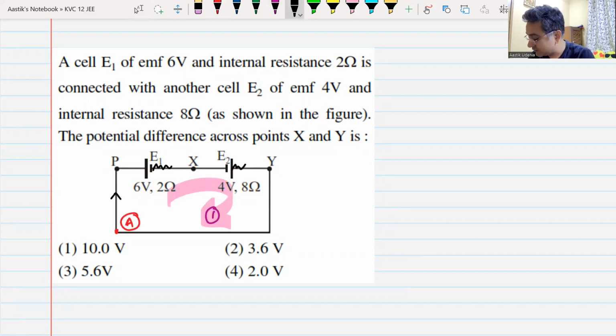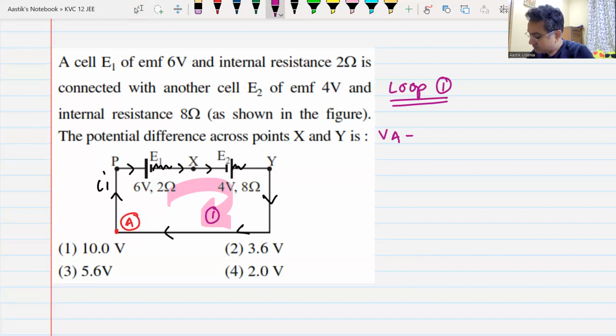Utter shameful act for me also. This is an utter shameful act. So this is loop number one. And since no one knows how to do this, I will do it on my own.